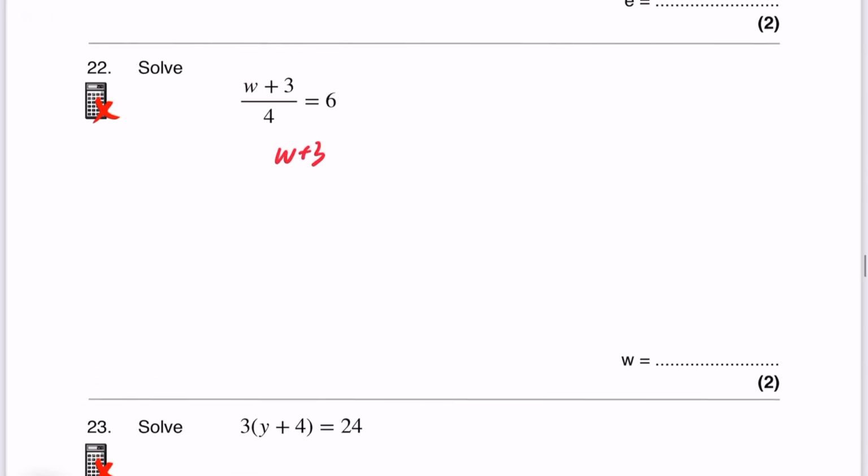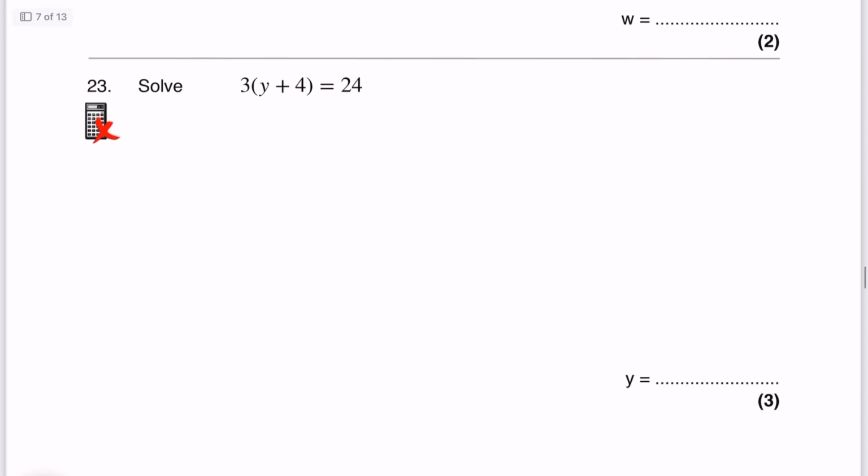W plus 3 equals 6 times 4. W plus 3 equals 24. W equals 24 minus 3. And W equals 21 at the very end. Let's move on to question 23.